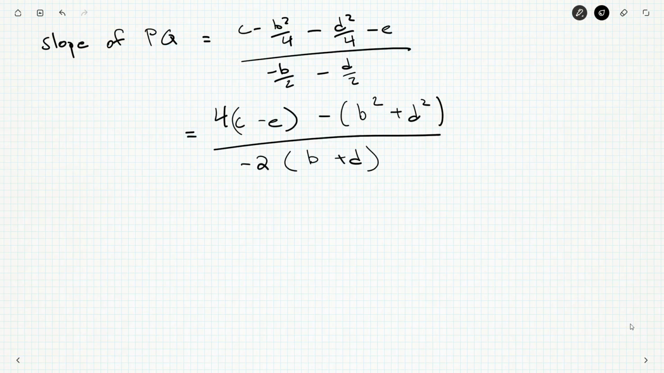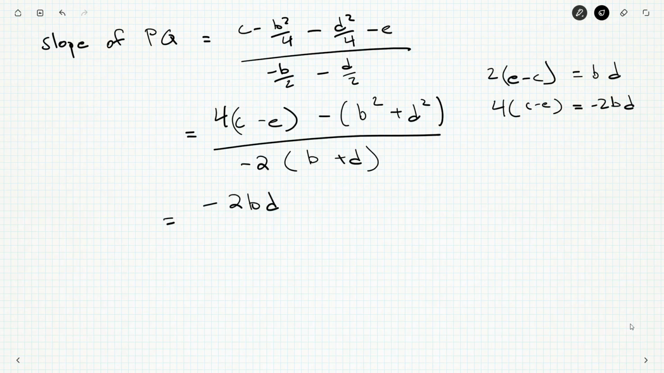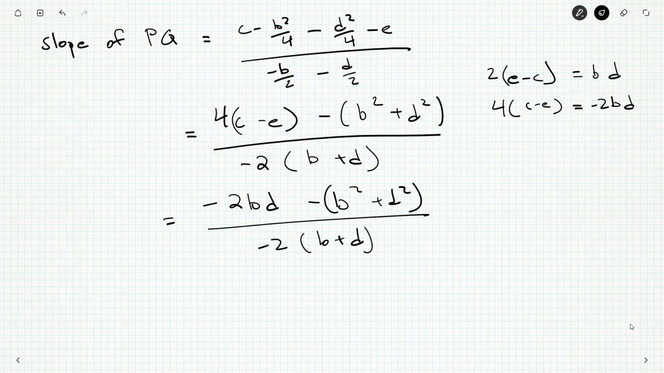Okay. Now this c minus e, well, I know that 2e minus c is bd. So if I multiply that by negative 2, I'll get 4 times c minus e is negative 2bd. So now I've got negative 2bd minus b squared plus d squared over negative 2b plus d. Well, actually, I guess I can divide by negative 2 on the top and the bottom.